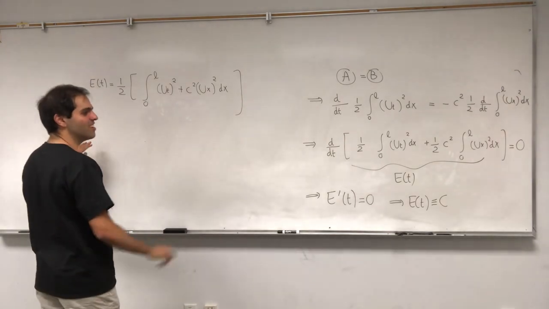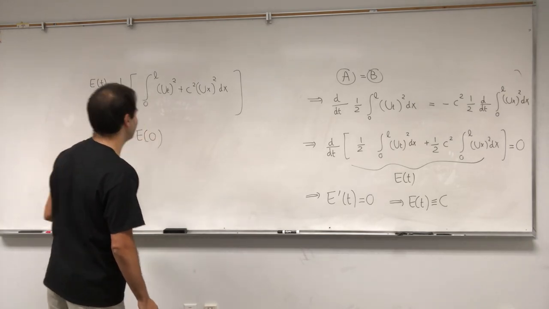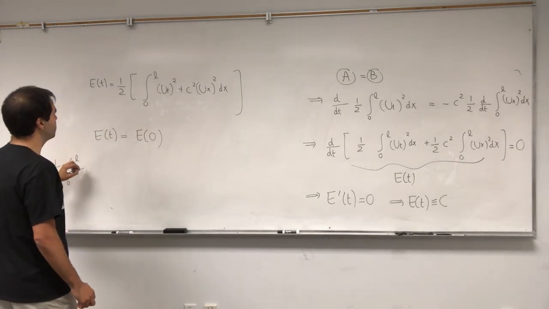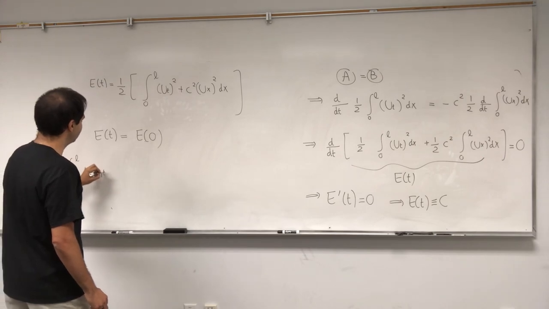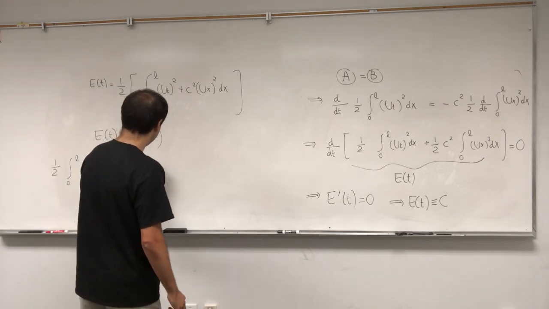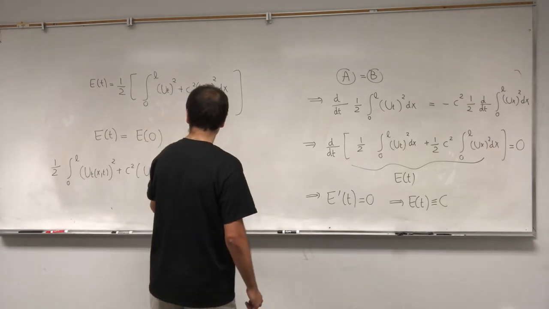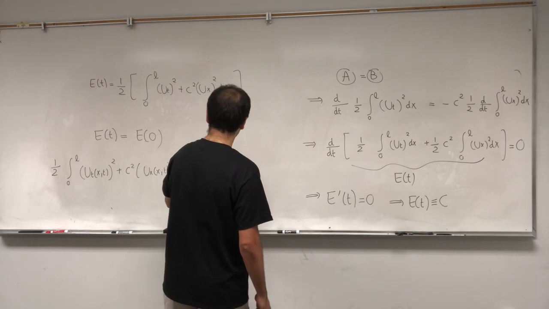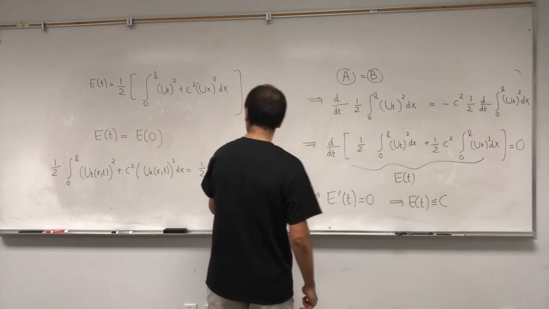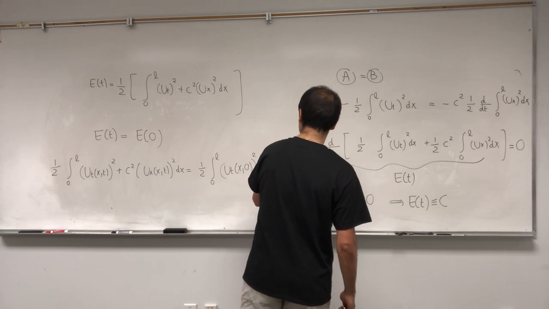Okay, anyway, what does conservation of energy mean? It means in particular, the energy at time t is the same as the energy at time zero. So what this is saying is that 1/2 integral from 0 to L of u_t(x,t) squared plus c squared u_x(x,t) squared dx equals 1/2 times integral from 0 to L of u_t(x,0) squared plus c squared u_x(x,0) squared dx.